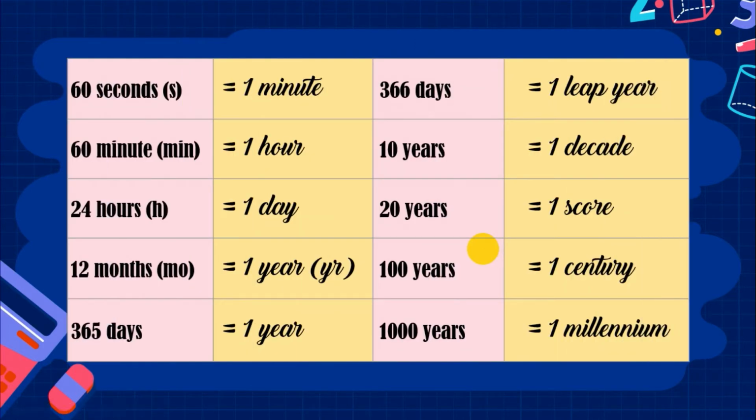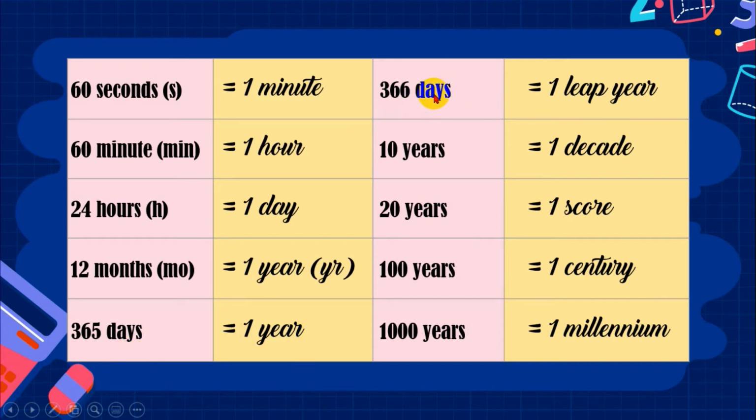Now, in converting units of measure of time, it is very important that we know our converter. Okay, so let me tell it to you one at a time. 60 seconds is equal to 1 minute. 60 minutes is equal to 1 hour. 24 hours is equal to 1 day. So, not 12, ha. The 12 is just half of a day. For us to say one day, it must be 24 hours. We already know this, 12 months is equal to one year. 365 days is also equal to one year.